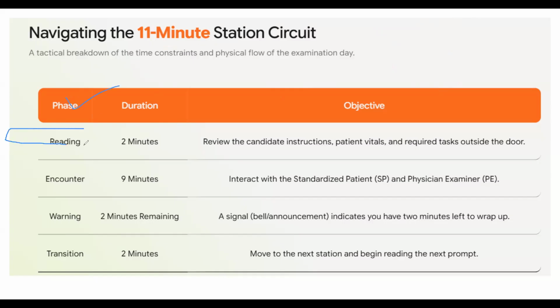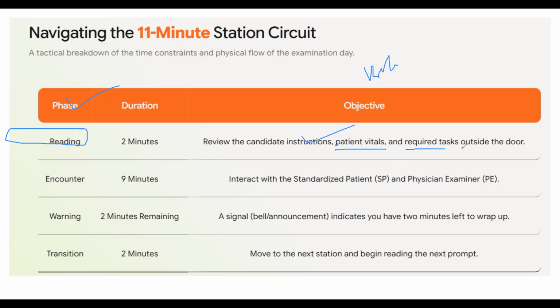The first phase would be your reading, or your preparation. In the 2 minutes between stations, you will get the time to read the instructions for yourself. In these 2 minutes, review the instructions and look at the patient's vitals. Are there any vitals available? If vitals are given, make sure you point out or underline the abnormal ones. Especially for blood pressure and heart rate, use the latest data. If the blood pressure is given, use the latest guideline, which says 130 over 80 is now considered high blood pressure, or hypertension. Don't stick to old guidelines or old readings. That's going to cost you points if you do that.